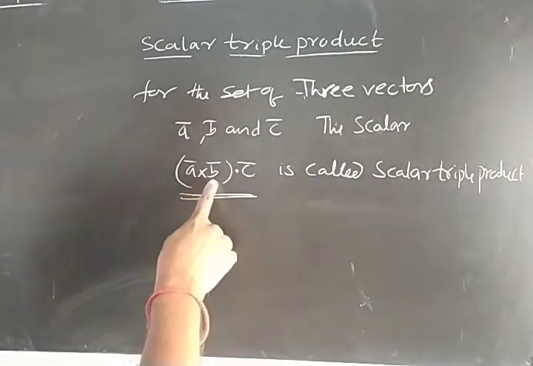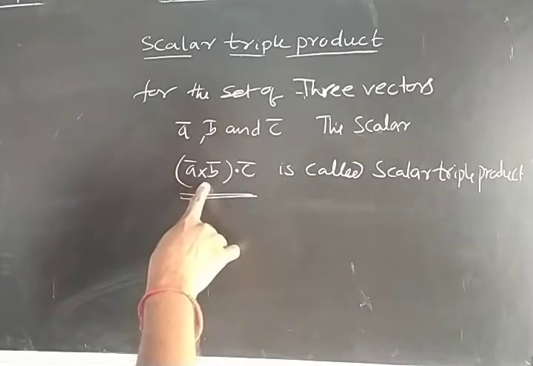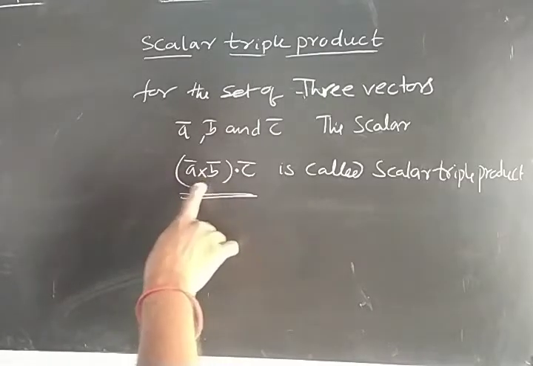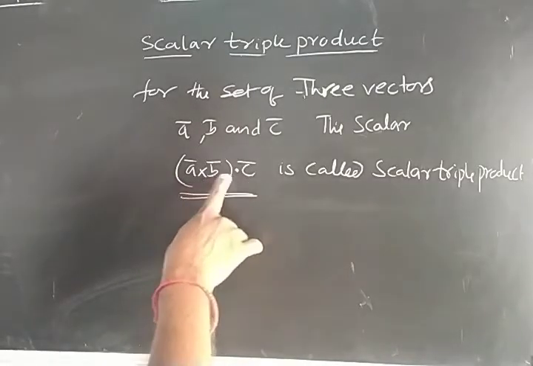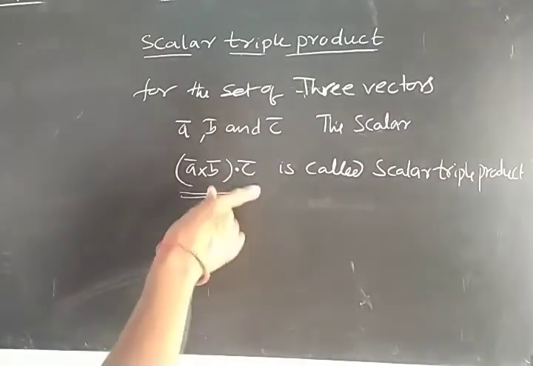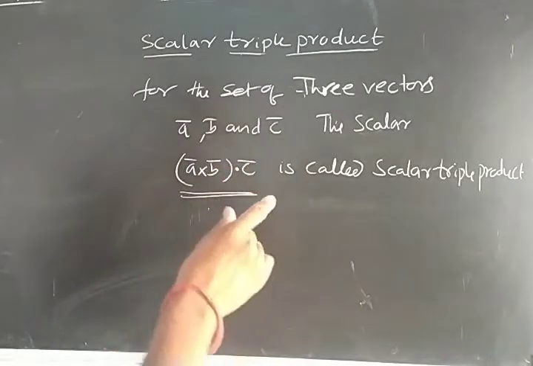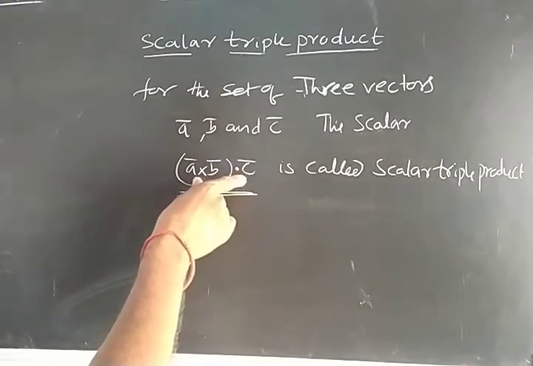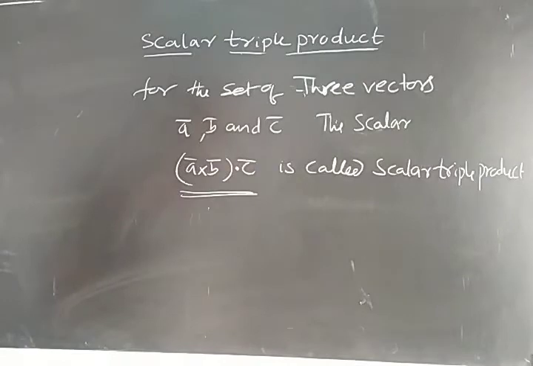And we know that the cross product of two vectors gives a vector. Here this is a vector and this is a vector. The dot product of vectors will give a scalar. So that's why this is called the scalar triple product. You will get a value here, not a vector. After simplification of these three vectors, you will get a scalar.